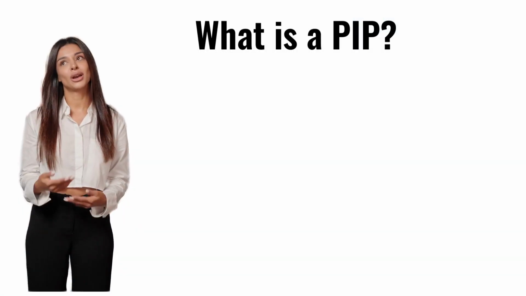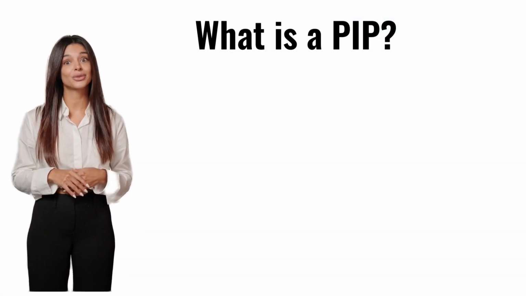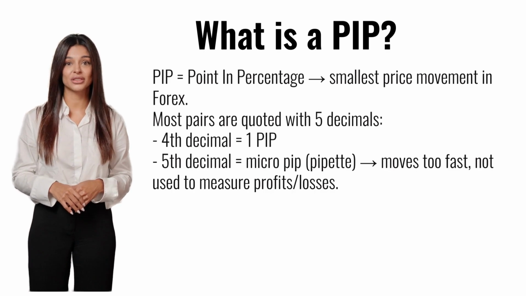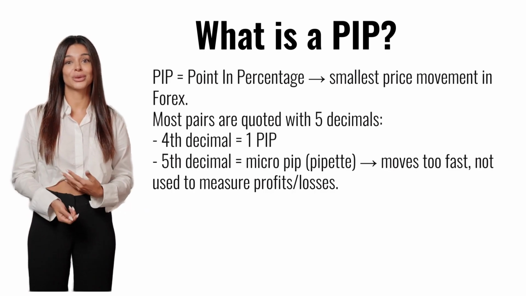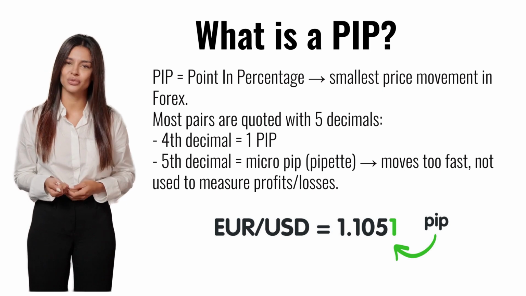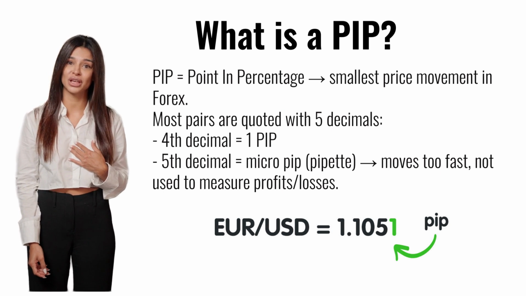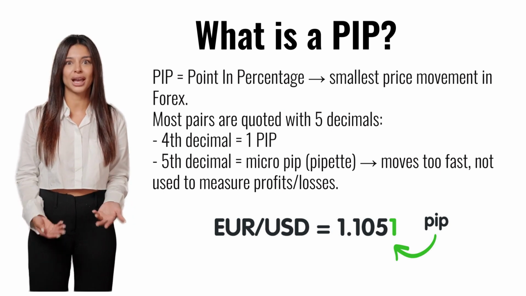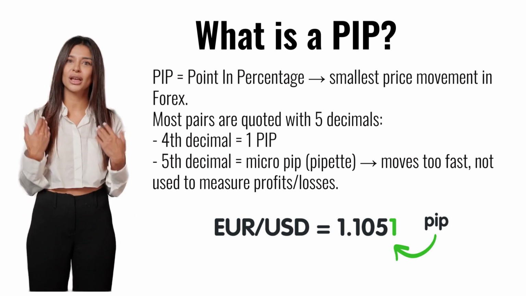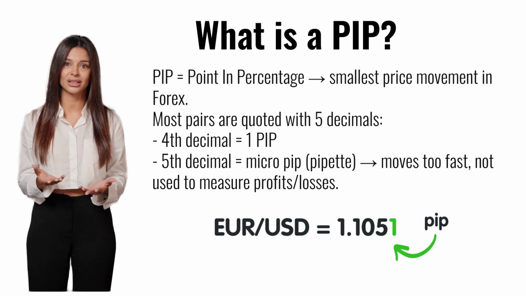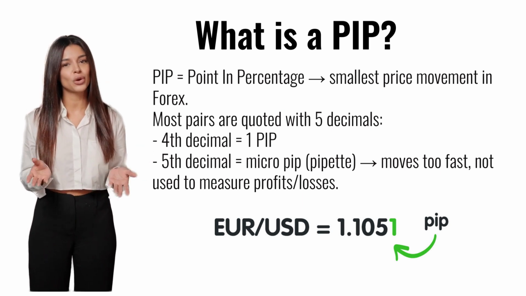Let's talk about a very important concept in trading, the pip. A pip stands for point in percentage. It's basically the smallest price movement in the Forex market. Think of it as the unit we use to measure how much the price goes up or down. Most currency pairs are quoted with 5 decimal places, and the pip is usually the 4th one.